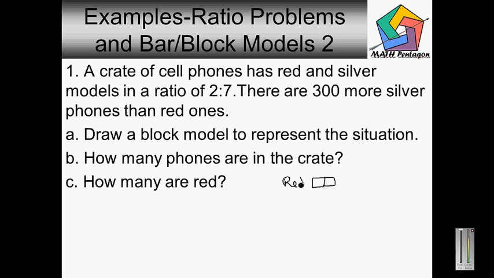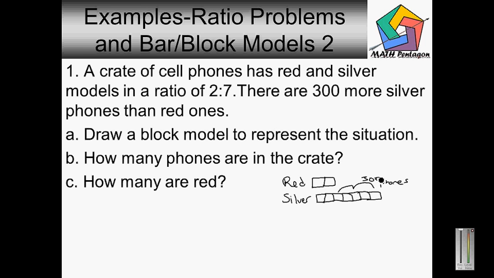So this is red. And for silver we have 7. 1, 2, 3, 4, 5, 6, 7. And 1, 2, 3, 4, 5. These 5 blocks are equivalent to 300 phones. Okay. So the question is asking us, how many phones are in the crate?